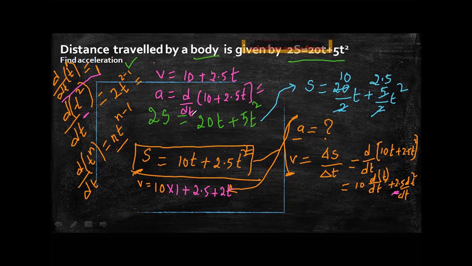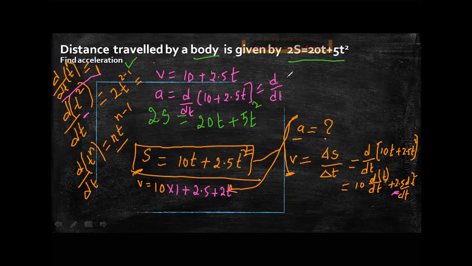Again, what should I do? d by dt of 10 plus 2.5 into t. I write the 2.5 outside of the d by dt, into d by dt of t. Tell me how much the derivative of 10 is.